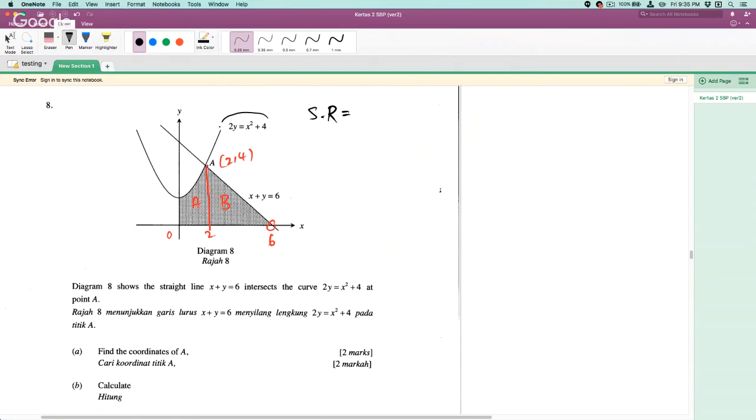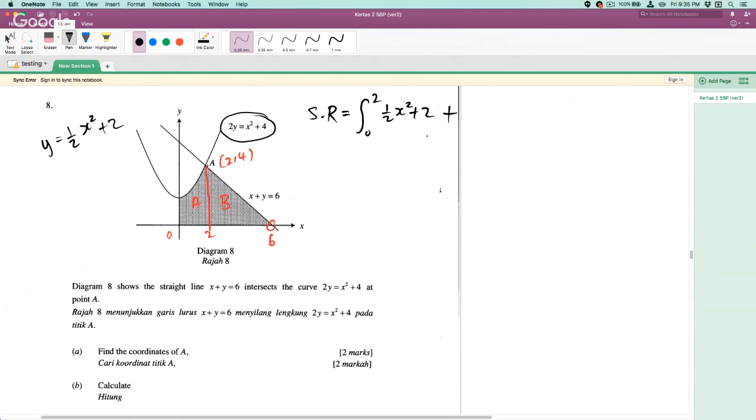Of course, over here they're trying to trap you. They give you this one, you couldn't straight away integrate like this. So we're going to make y the subject. y equals half x squared plus 2, meaning you divide by 2 for the whole equation. So now I can integrate from 0 to 2, half x squared plus 2.